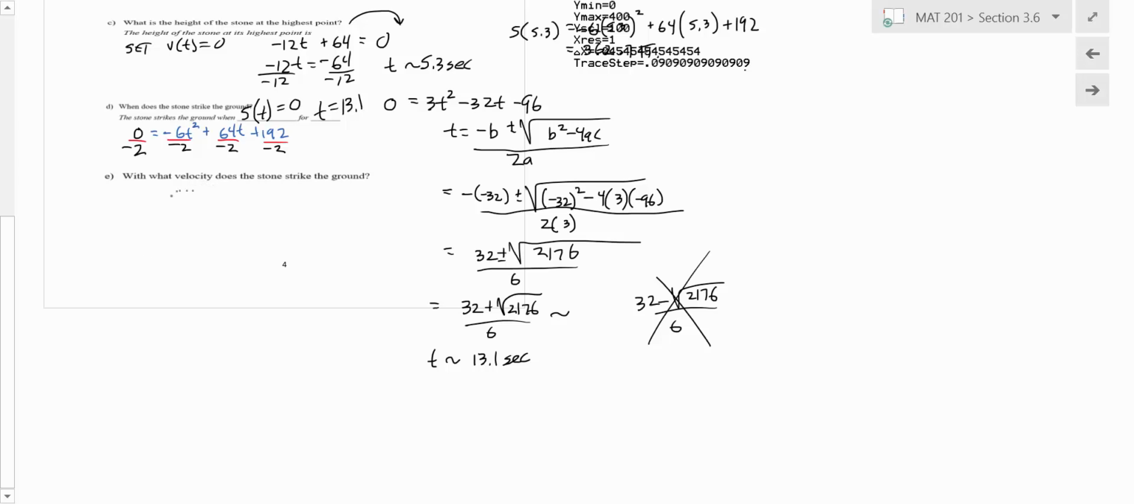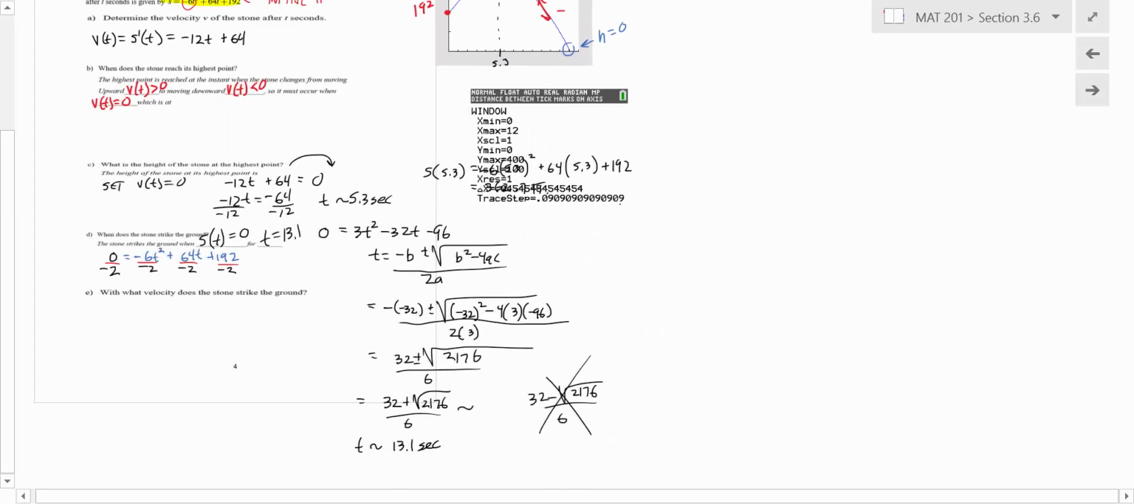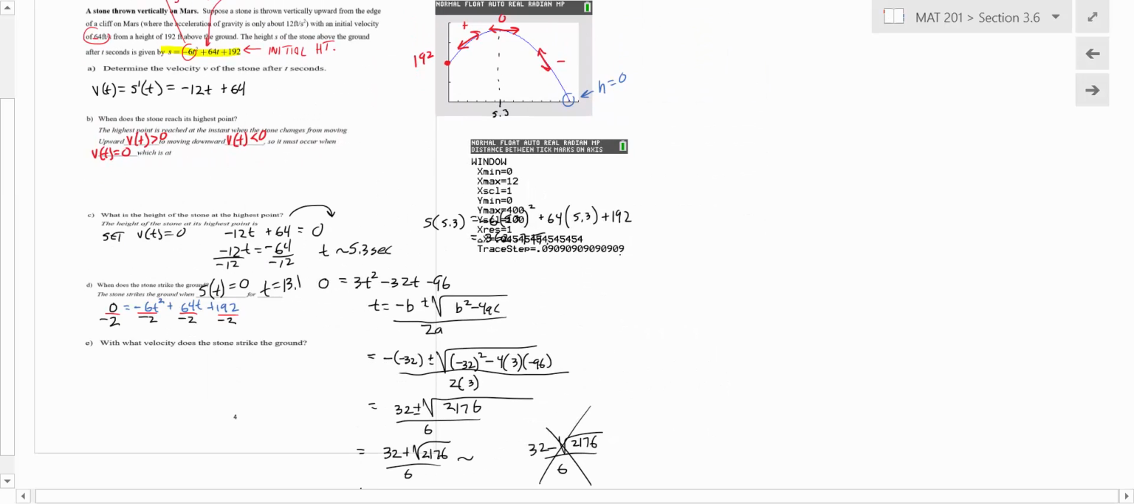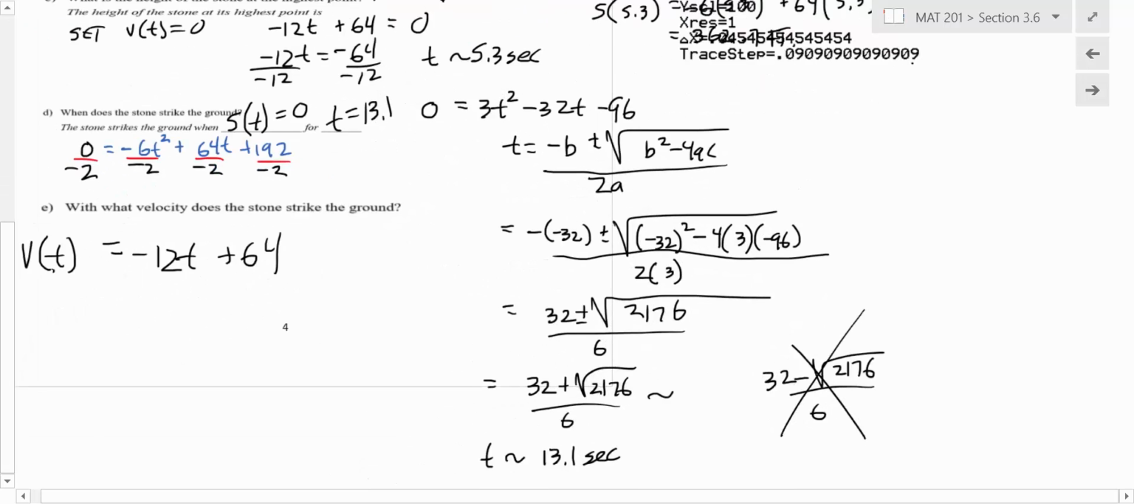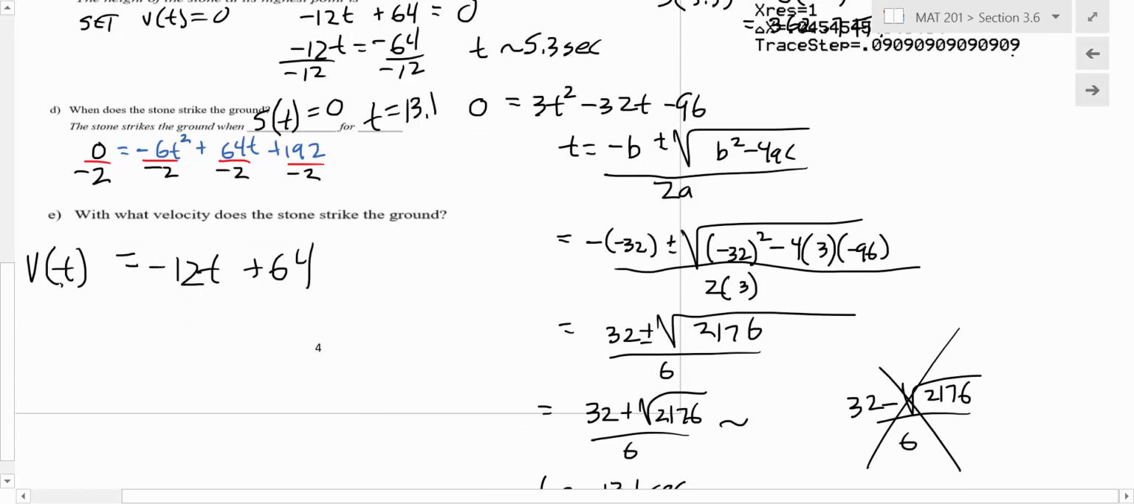Now it says, what velocity does the stone strike the ground with? Well, what we need to do on this is go back to where we computed the velocity. So let's write down that v of t is negative 12t plus 64. Now what we're going to do is find what the velocity is when it struck the ground. Well, when did it strike the ground? What did we find?